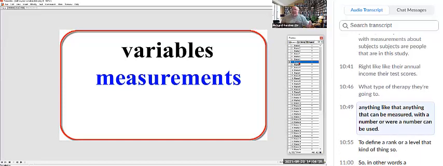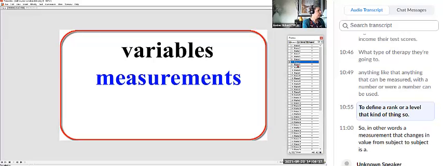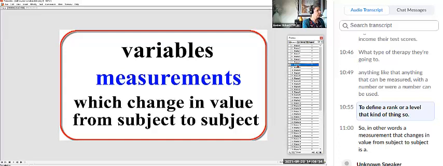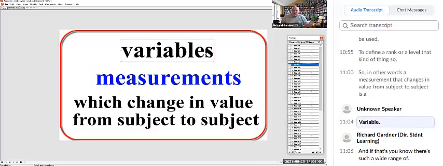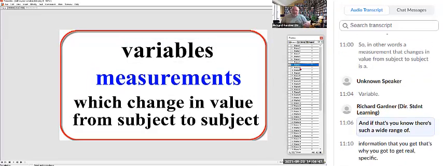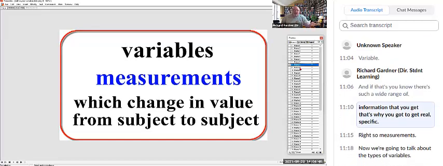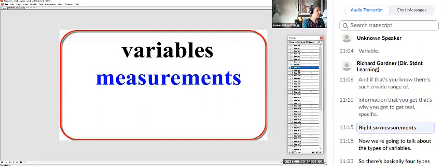Anything that can be measured with a number, or where a number can be used to define a rank or a level, that kind of thing. So in other words, a measurement that changes in value from subject to subject is a variable. And that's such a wide range of information that that's why you got to get real specific. All right, so measurements.